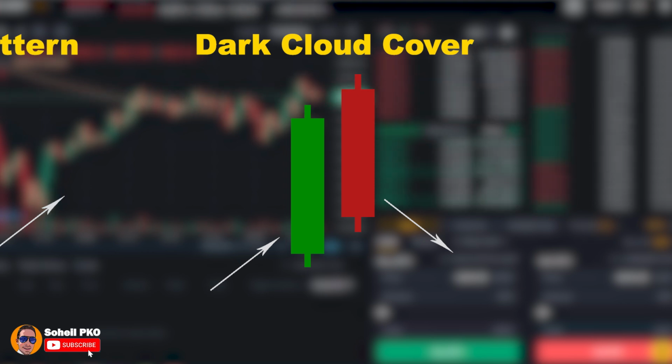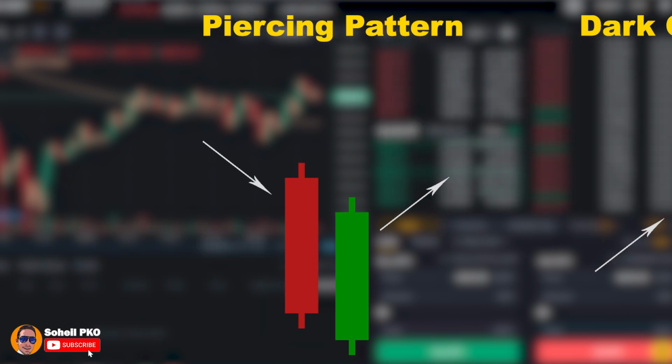And the last pattern I want to discuss is the piercing pattern, which is the mirror image of dark cloud cover. This pattern forms at the bottom following a downtrend or near a support level, and it gives the possibility of a reversal and advance of the price. Here the first candle is red, the second candle is green, and both of them have fairly long bodies with small or non-existent shadows. The second candle opens with a gap below the first candle close or at the same level, and then closes above the midpoint of the first candle.